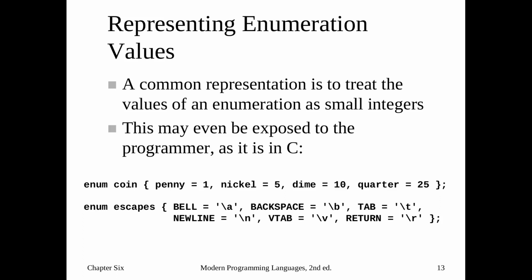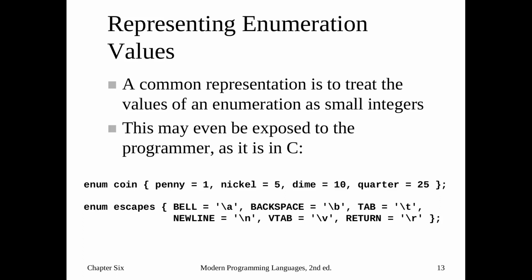So when we want to represent enumerations, a common representation is to treat the underlying values of the enumeration as small integers. Sometimes you don't have a choice, but for example, in C, we can set up the coins to have the value of the actual coin in cents. So penny is 1 cent, nickel is 5, dime is 10, quarter is 25.